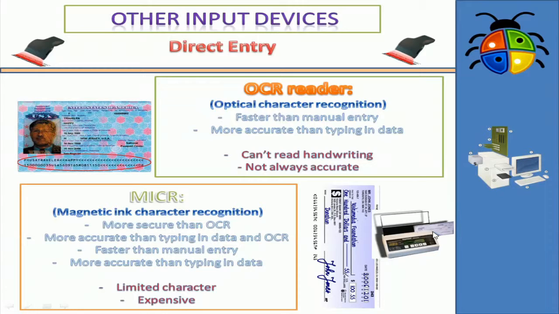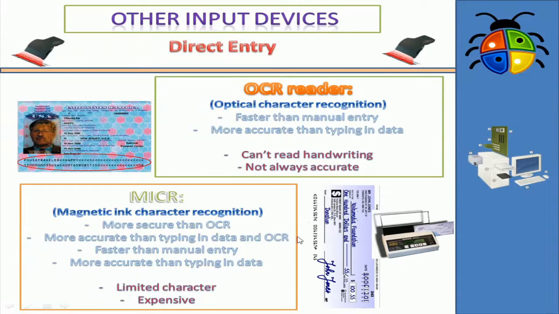So with the magnetic ink, we can just run it through a magnetic ink character reader, or using magnetic ink character recognition. Again, this is a sort of scanner, but it's a special kind of ink that has magnetic properties. So it doesn't work the same as this one, in the sense that it doesn't read any text. It only reads the special magnetic text that is there. So this is more secure than an optical character reader. And it's more accurate than typing data, and it's more accurate than an optical character reader. However, it works in the same way.